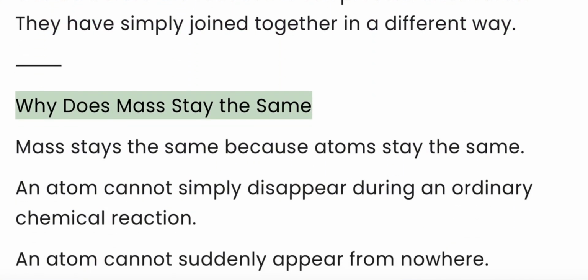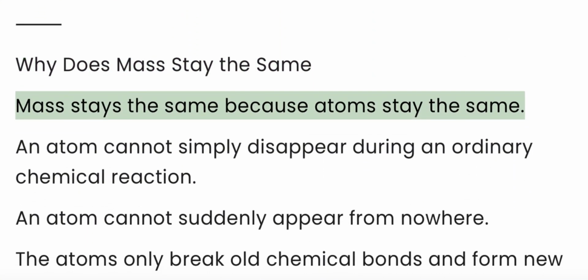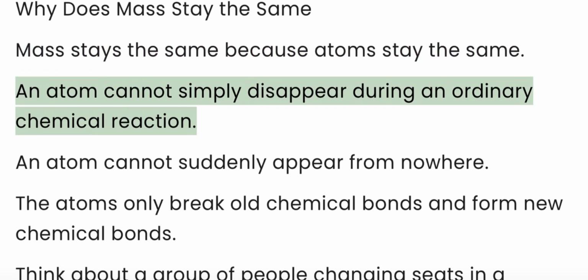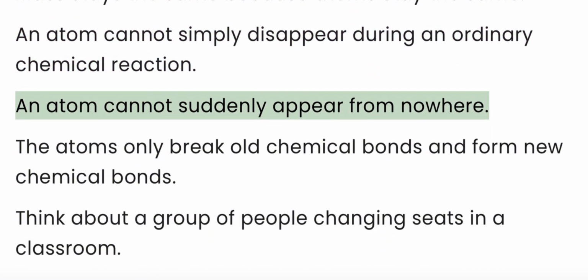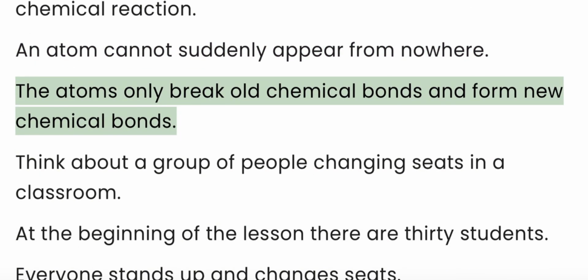Why does mass stay the same? Mass stays the same because atoms stay the same. An atom cannot simply disappear during an ordinary chemical reaction. An atom cannot suddenly appear from nowhere. The atoms only break old chemical bonds and form new chemical bonds.